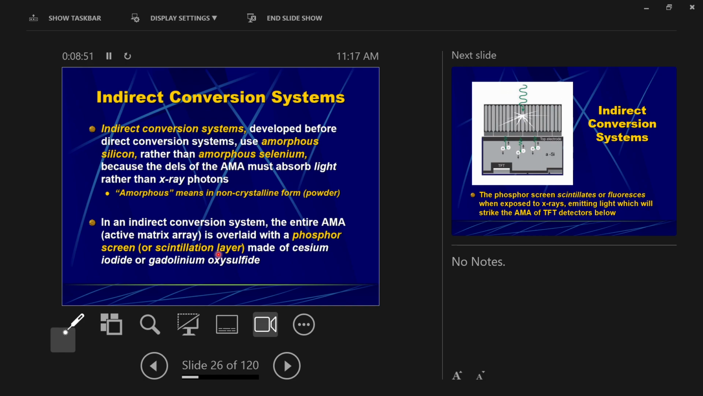Because with indirect, which again was first, you ask, why would we go through all these steps? Why can't we just convert X-rays into electricity, right? We definitely can. It's just that the first way we figured out how to do this was to convert X-rays into light and then light into electricity, okay? So the old way, indirect, still exists because it has added advantages. So I'll explain those advantages.